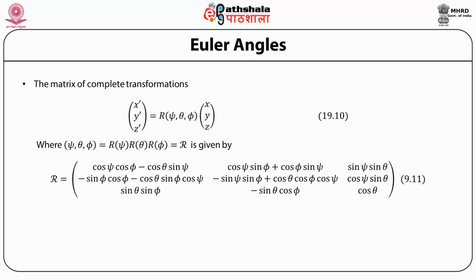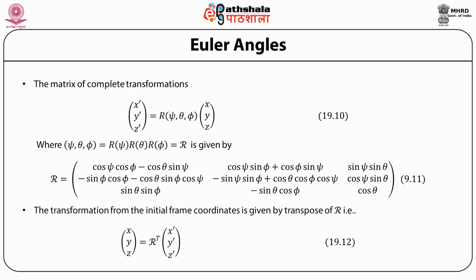and it is given by this 3 by 3 matrix shown in equation 19.11, whose diagonal elements, for example, are cosine psi cosine phi minus cosine theta sin psi sin phi, minus sin psi sin phi plus cosine theta cosine psi cosine phi, and cosine theta. The other elements are shown in equation 19.11.